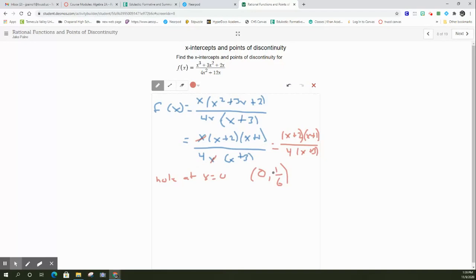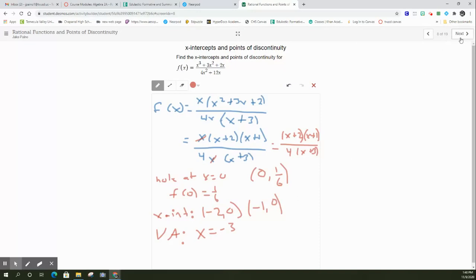All right, and so again, where did 1/6 come from? I just plugged in f of 0 into the simplified version. All right, and when I do that, I get 1/6. So what are my x-intercepts? My x-intercepts are what makes the simplified version 0 on top, and so that'll be (-2, 0) and (-1, 0). And then my vertical asymptote, what makes the denominator 0, and that's going to be -3. So x equals -3. So I have all my points of discontinuity, a hole and a vertical asymptote, and my x-intercepts.